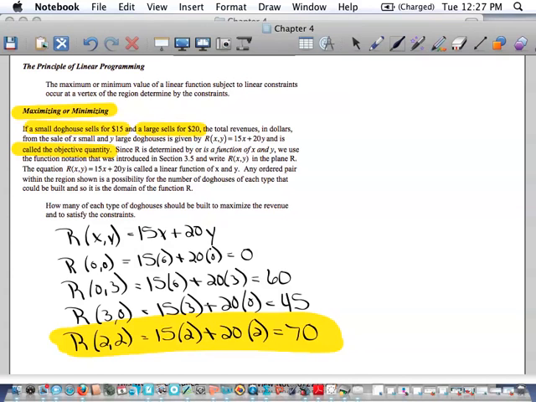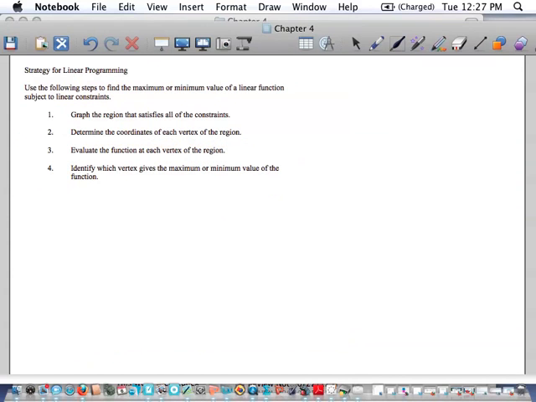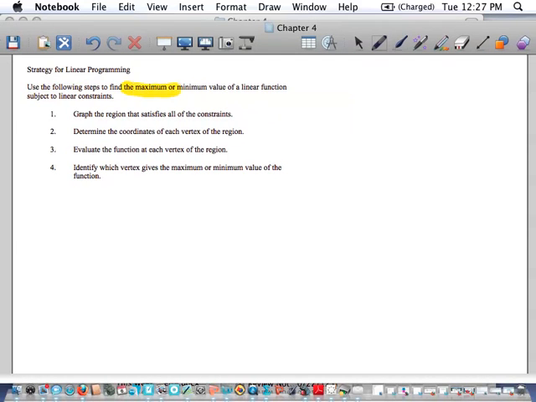So let's take a look at the strategy for these linear programming problems. You're going to use the following steps to find the maximum or minimum value of the linear function subject to linear constraints. Step 1 is to graph the region that satisfies the constraints. Step 2, determine the coordinates of the vertices of the region. Step 3, evaluate the function at each vertex of the region, and Step 4, identify the vertex that gives the maximum or minimum value for that particular problem.